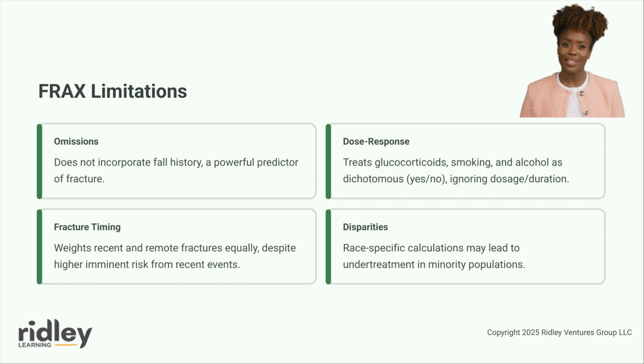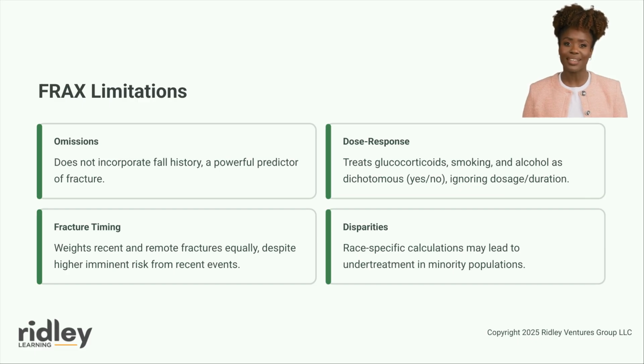Recent fracture is weighted equally to remote fracture in the algorithm, despite evidence that imminent fracture risk is substantially higher following recent events. Additionally, FRAX was developed using femoral neck BMD, and does not accommodate lumbar spine measurements, which may identify individuals with predominantly trabecular bone loss that would be missed by femoral neck assessment alone.